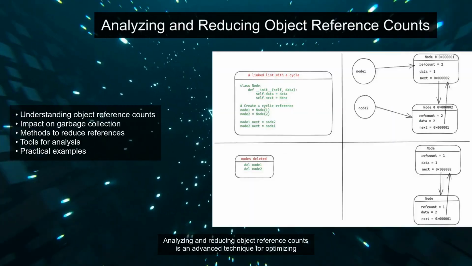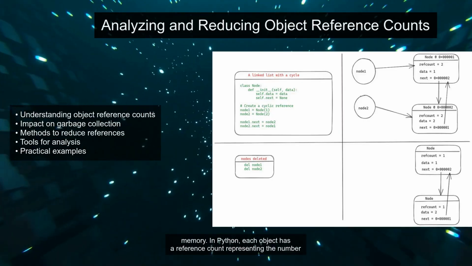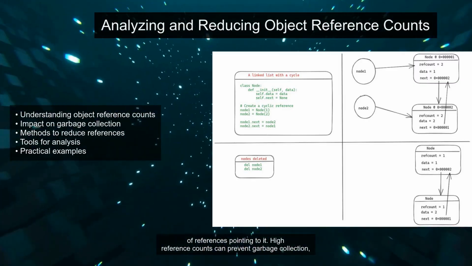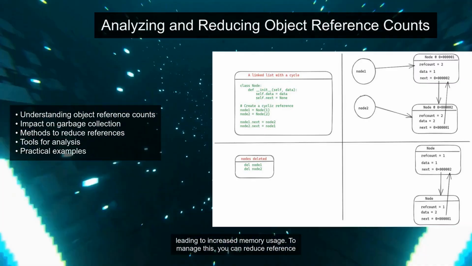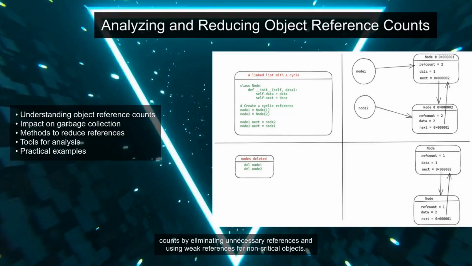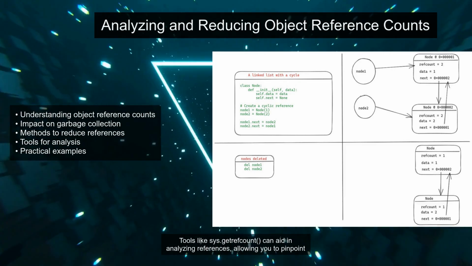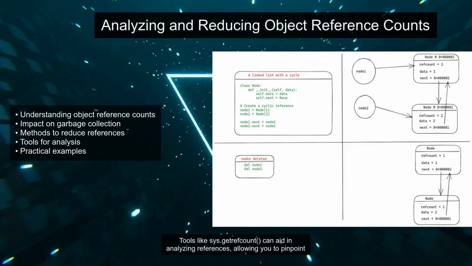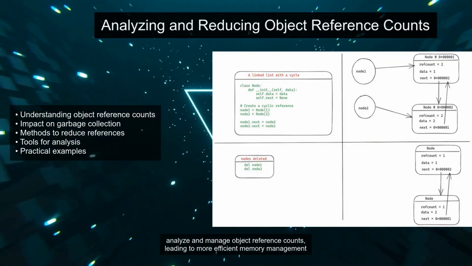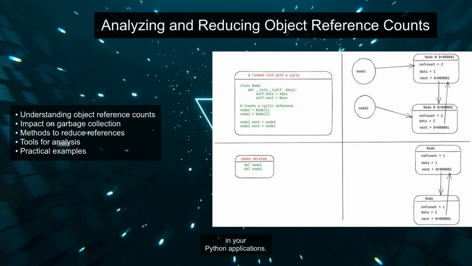Analyzing and reducing object reference counts is an advanced technique for optimizing memory. In Python, each object has a reference count representing the number of references pointing to it. High reference counts can prevent garbage collection, leading to increased memory usage. To manage this, you can reduce reference counts by eliminating unnecessary references and using weak references for non-critical objects. Tools like sys.getrefcount can aid in analyzing references, allowing you to pinpoint and address potential issues. Through practical examples, we'll demonstrate how to effectively analyze and manage object reference counts, leading to more efficient memory management in your Python applications.